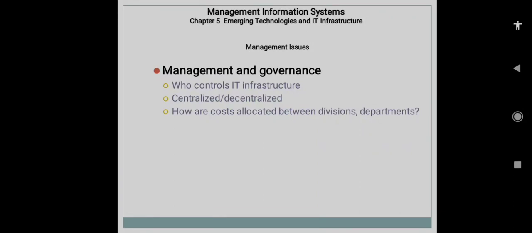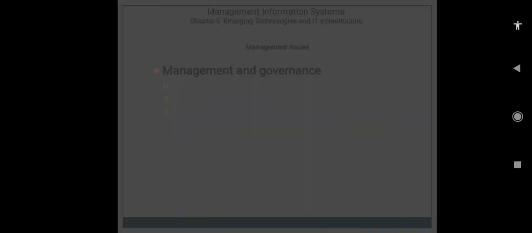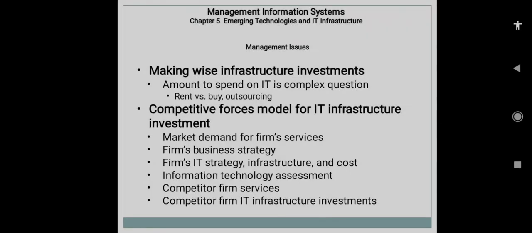Management and governance. Who controls IT infrastructure? Centralized or decentralized? How are costs allocated between divisions or departments? Making wise infrastructure investments. The amount to spend on IT is a complex question. There is the rent, buy, or outsourcing decision. Competitive forces model for IT infrastructure investments. There is the market demand for firm services, the firm's business strategy, the firm's IT strategy, infrastructure and cost, information technology assessment, competitor firm services, and competitor firm IT infrastructure investments.